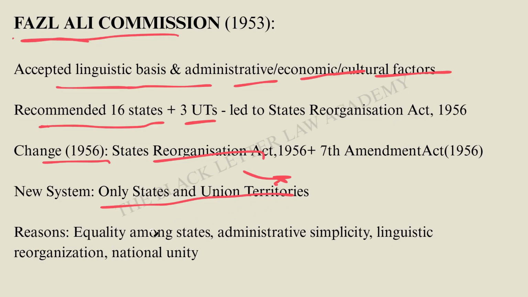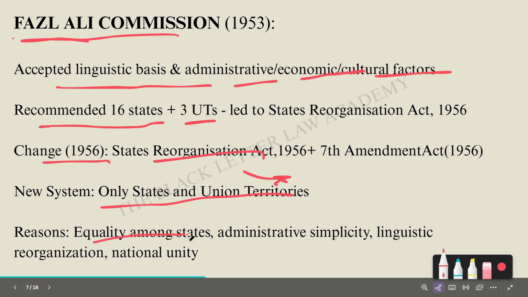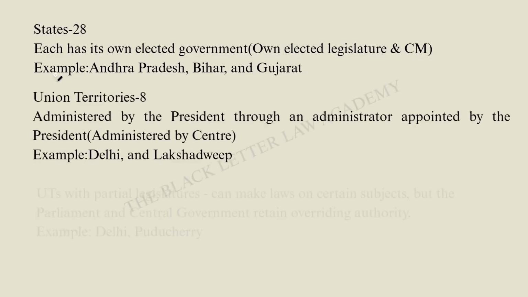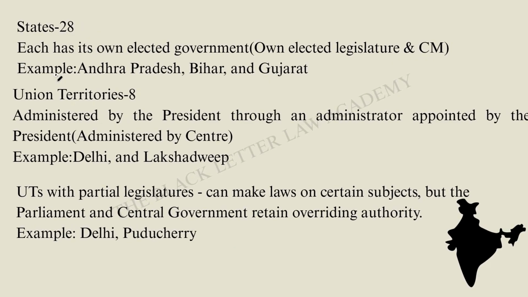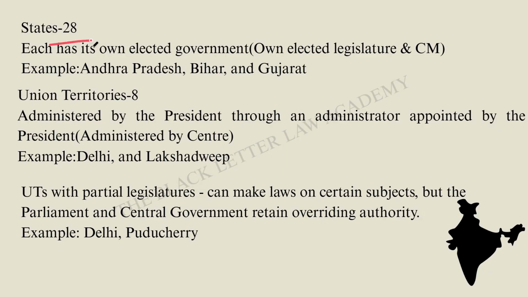This reorganization was done to ensure equality among states, administrative simplicity, linguistic satisfaction, and most importantly, national unity. The purpose was not to divide the country but to manage diversity in a way that strengthened the union. Now let us understand the difference between states and union territories.